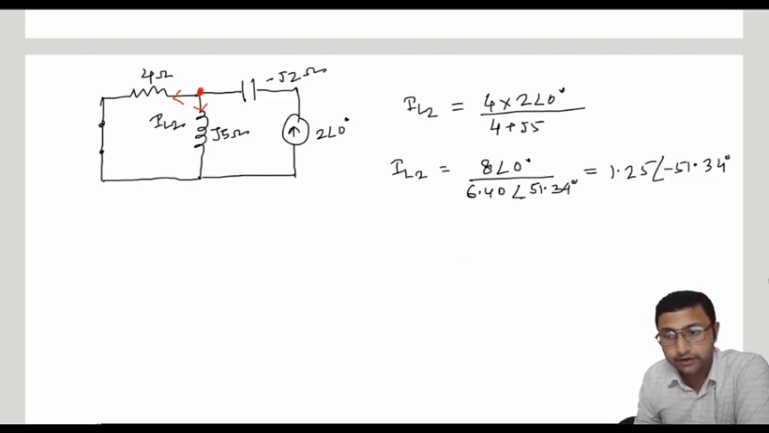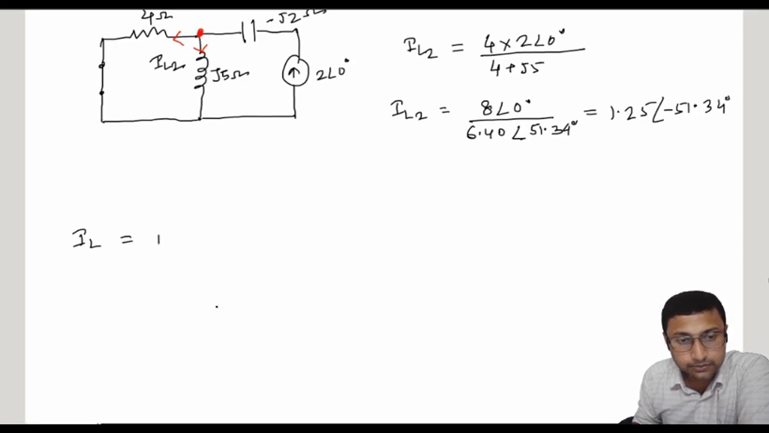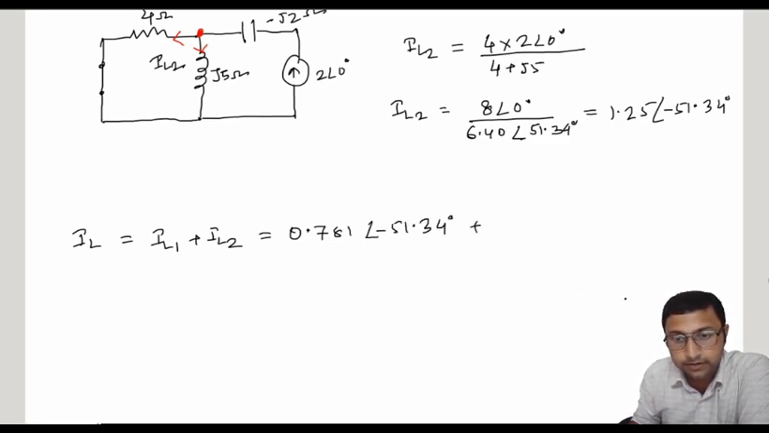So now the final step is the total current flowing through the marked or AB terminal, that is flowing through the J5 ohm reactance. When both sources are present, that means the voltage source and the current source, your total current IL will be the summation of IL1 plus IL2. So if we put the values of IL1 and IL2, that means 0.781 at an angle minus 51.34 degree plus 1.25 at an angle minus 51.34 degree.